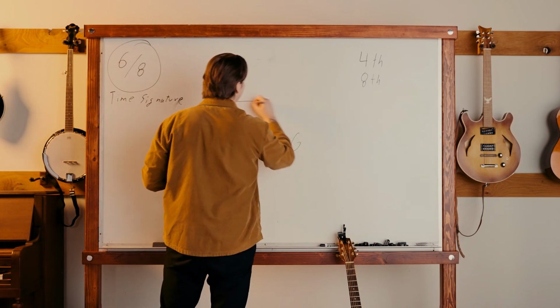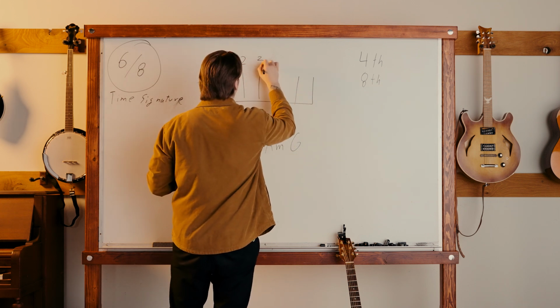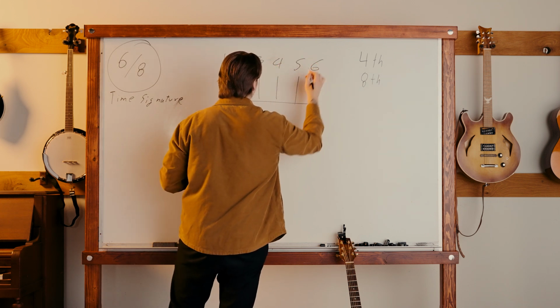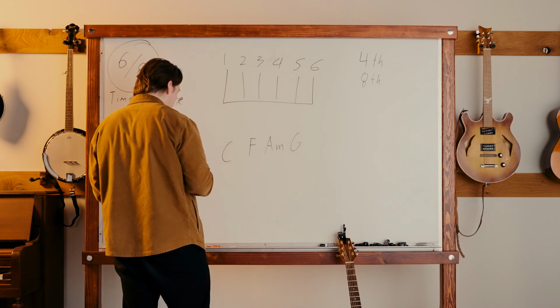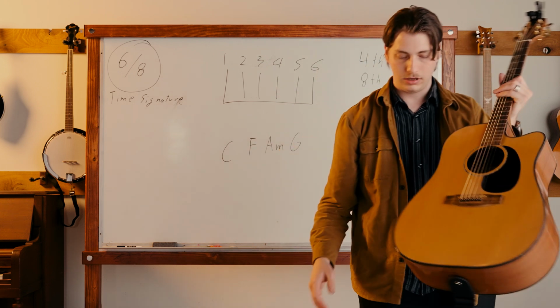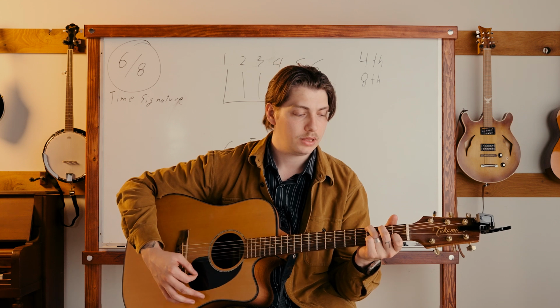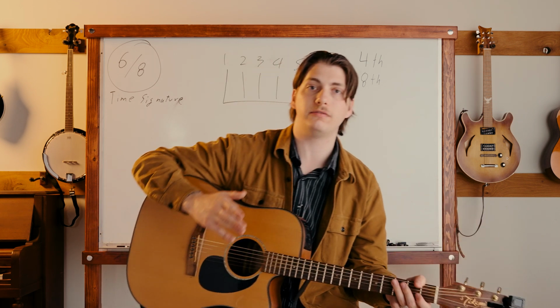We're going to play this now in 6/8. All together. We're going to count it. Okay? We're going to play C, F, A minor, and G. And when we count it, we're going to count to 6, kind of swaying back and forth. Okay? So this sounds like this.